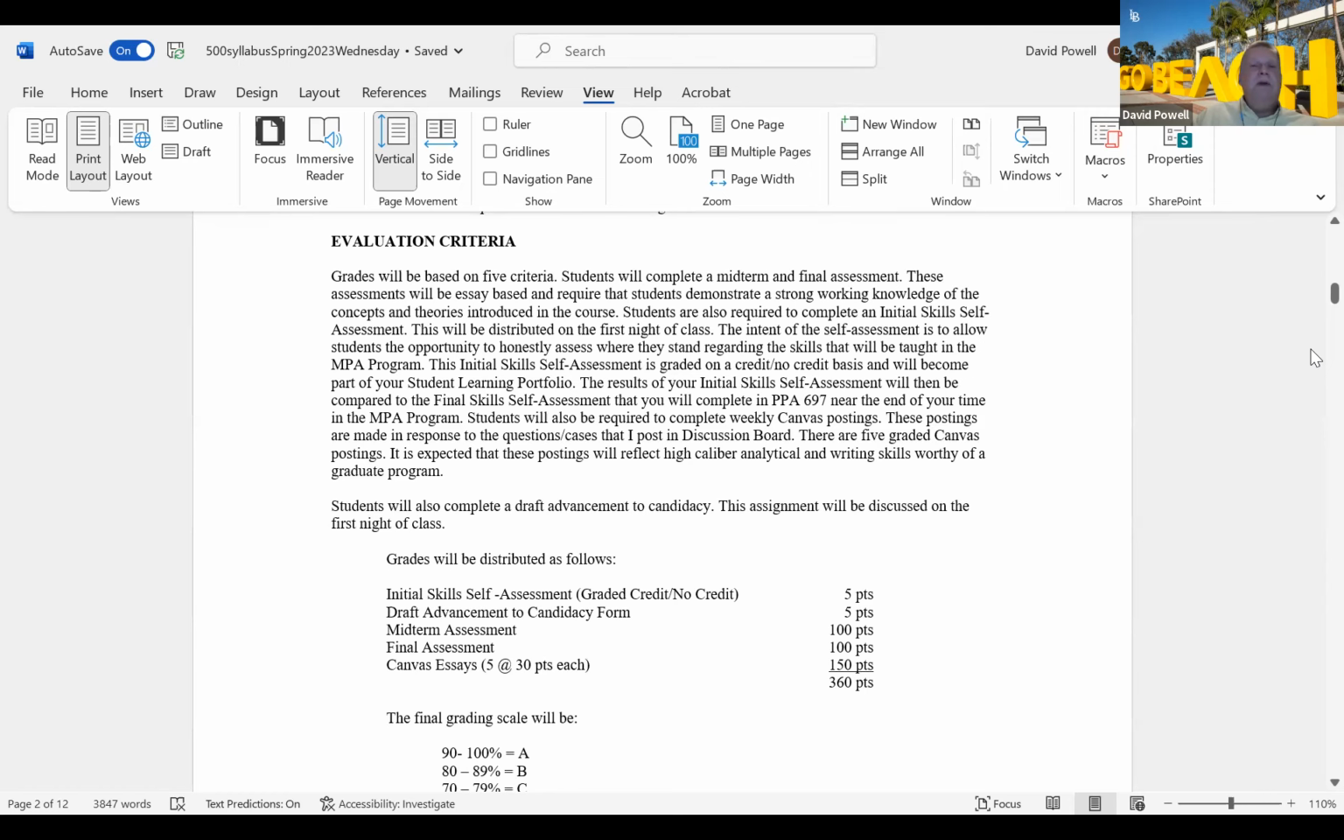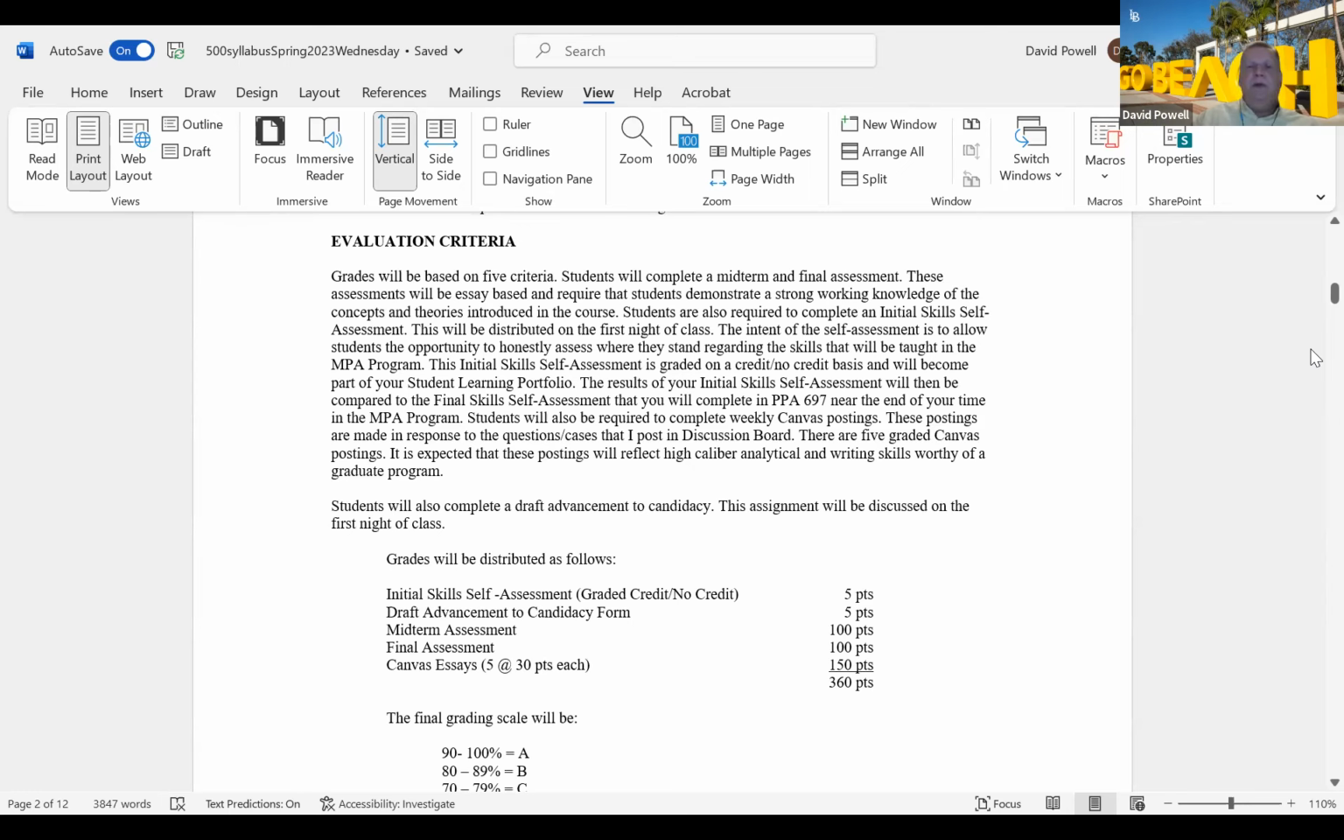Now, you cannot officially advance to candidacy unless you have completed 6 units, 2 courses in the program, with a cumulative GPA of at least 3.0. So no one can advance to candidacy this semester. If this is your first semester in the program, you're not allowed to advance to candidacy now.